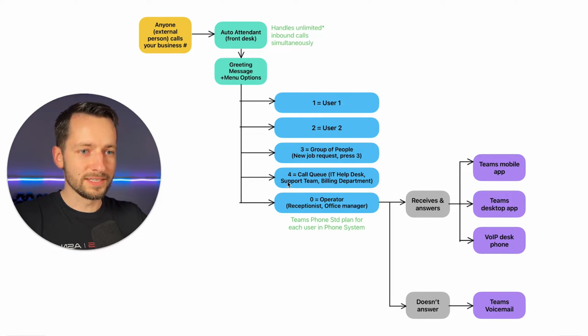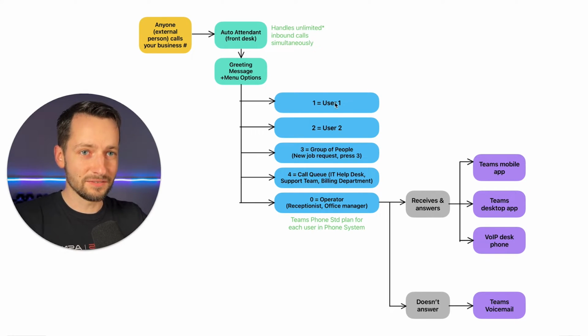Then press 4, and this can be maybe a little bit better than a group of people. It can be a call queue, which is also a group of people, but there are different ways to selectively choose who is going to be called in that call queue. So that's perfect for an IT help desk, like a support team or billing department. So maybe you have 2 people in the billing department, but if someone presses 4, it's just going to call one of them, and the next time it'll call the other person or something like that. So that's all configurable. And then of course, you can press 0 to talk to the operator.